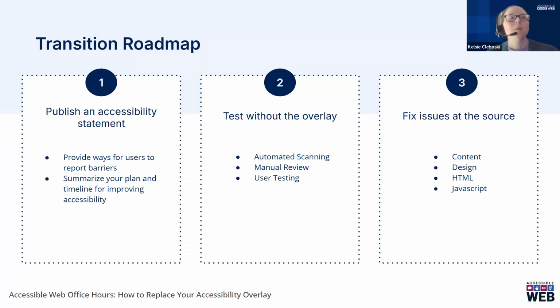Second, in your transition roadmap, we recommend testing without the overlay. So conducting accessibility testing on your website as is before the overlay starts making changes. Sometimes you may do this by setting up your website in a staging environment or setting up a version of the website that doesn't have the overlay. And that's really the best environment to do accessibility testing.